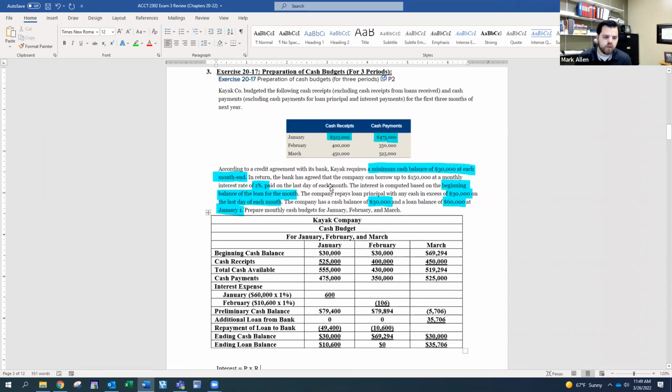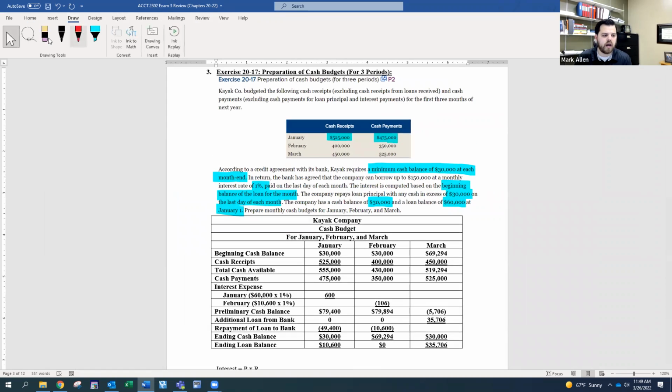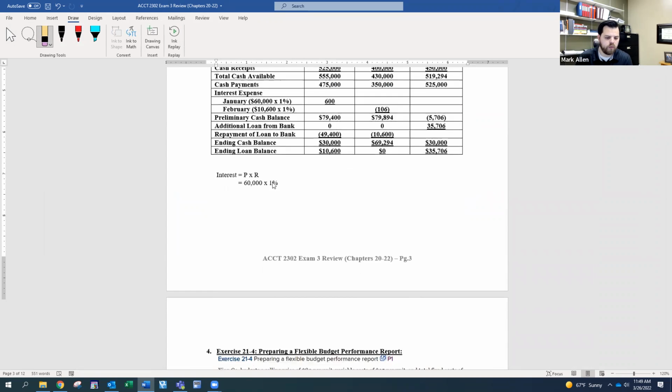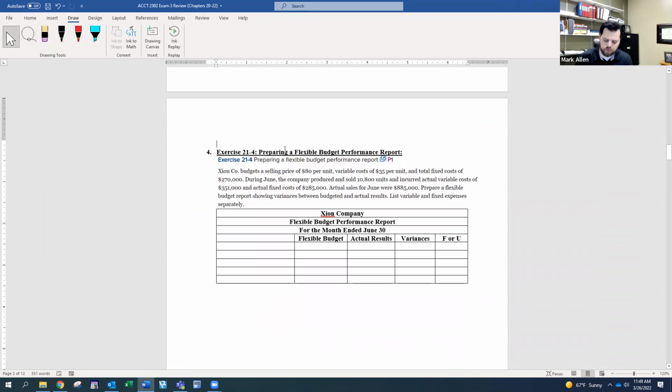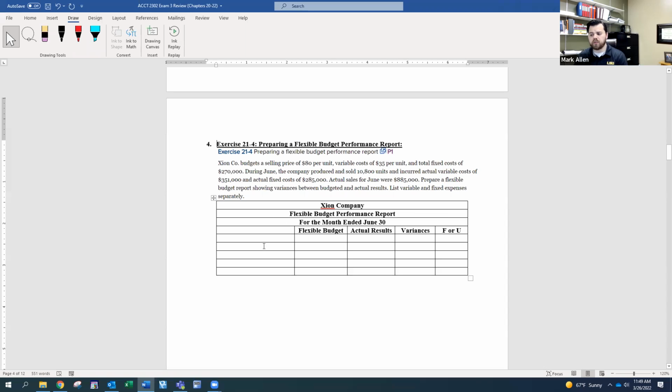Okay. With this, I'm actually going to go ahead and knock out all of our drawings just to clean that up a little bit. And now we're ready to go. Now, for our next problem, we're going to be looking at what's called a flexible budget performance report.